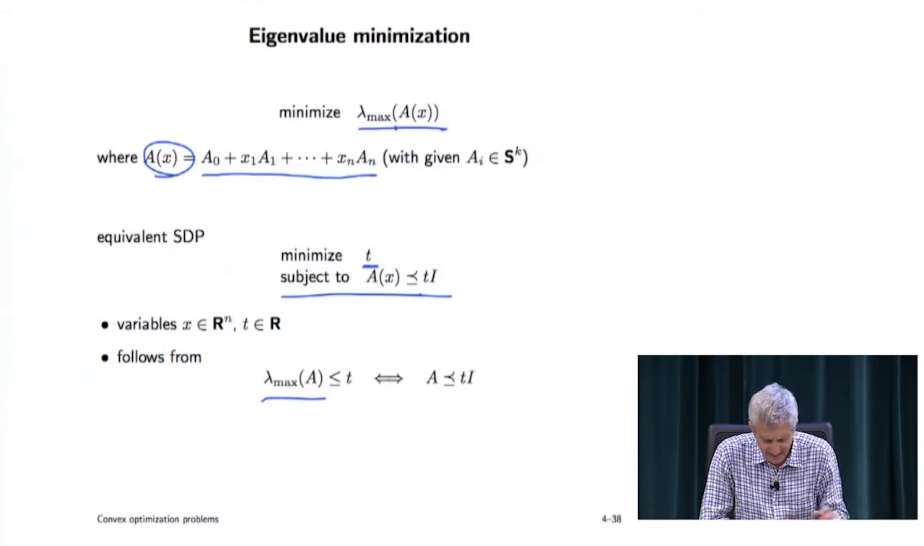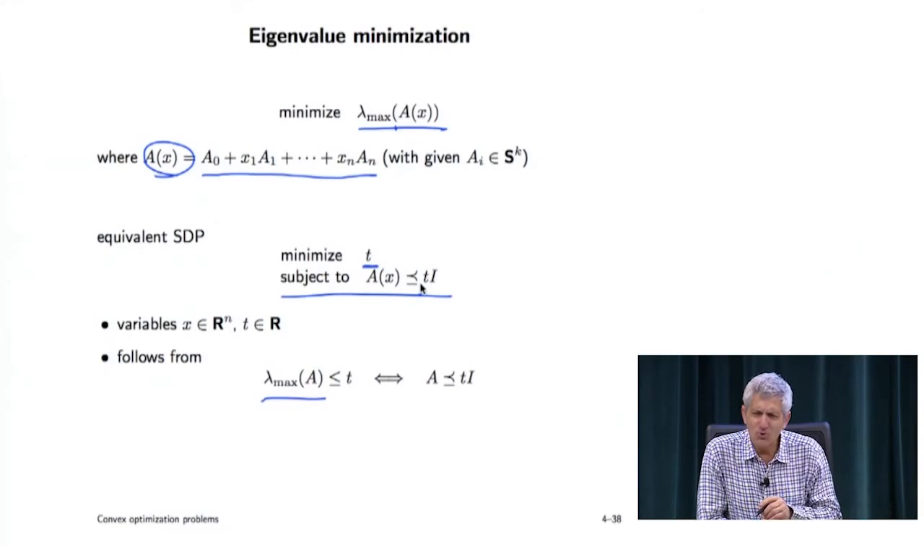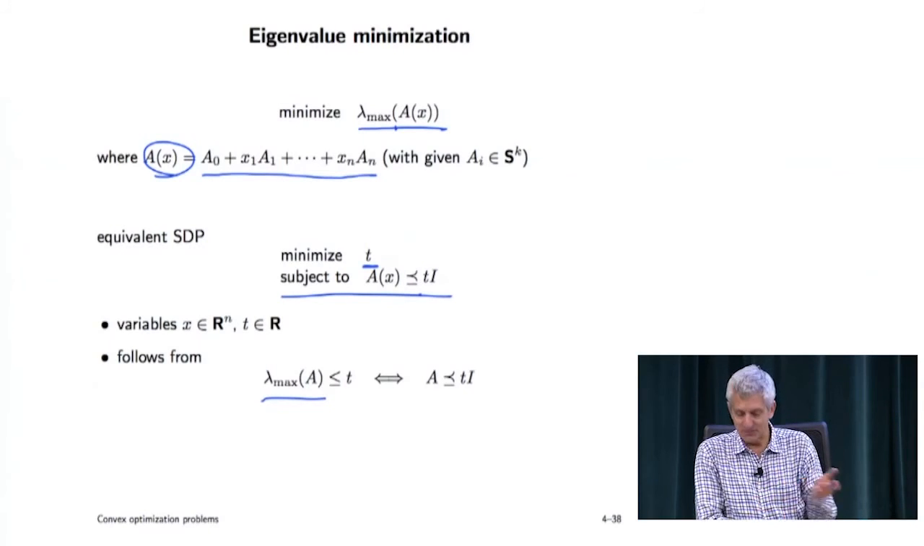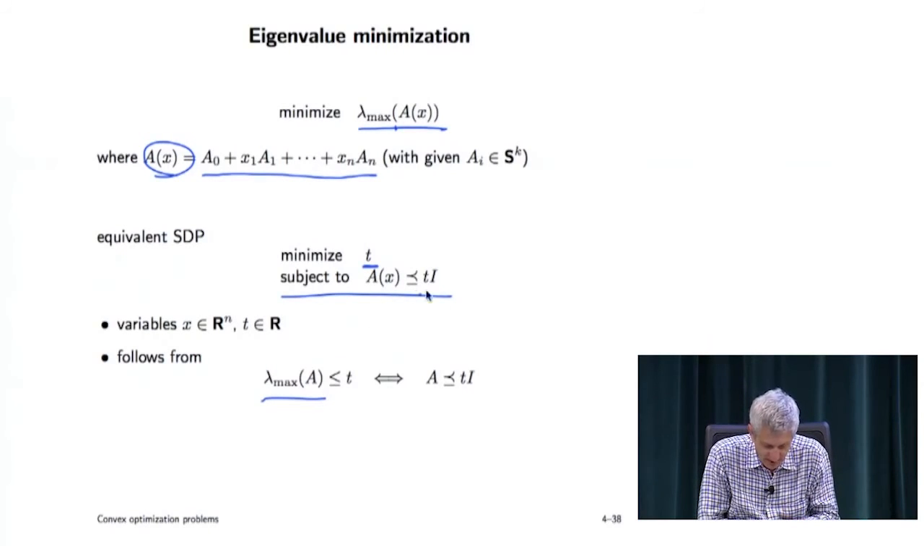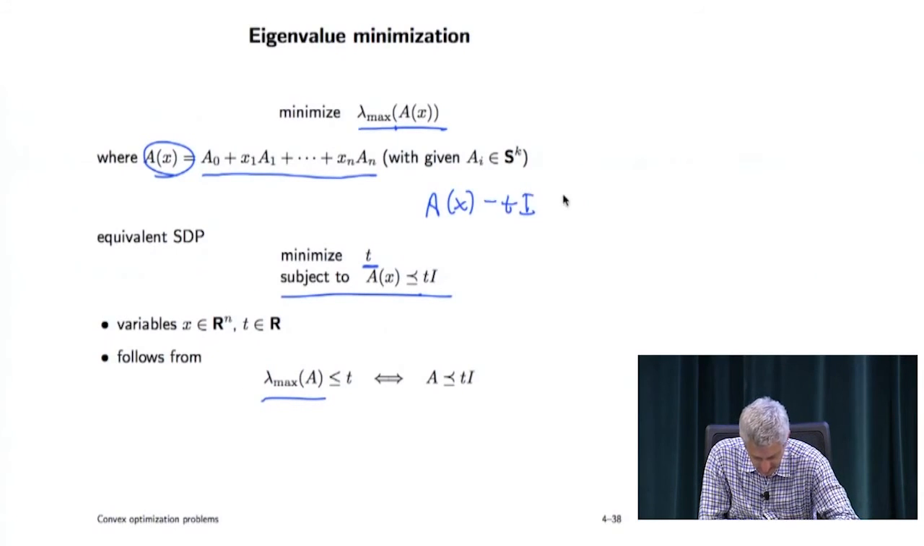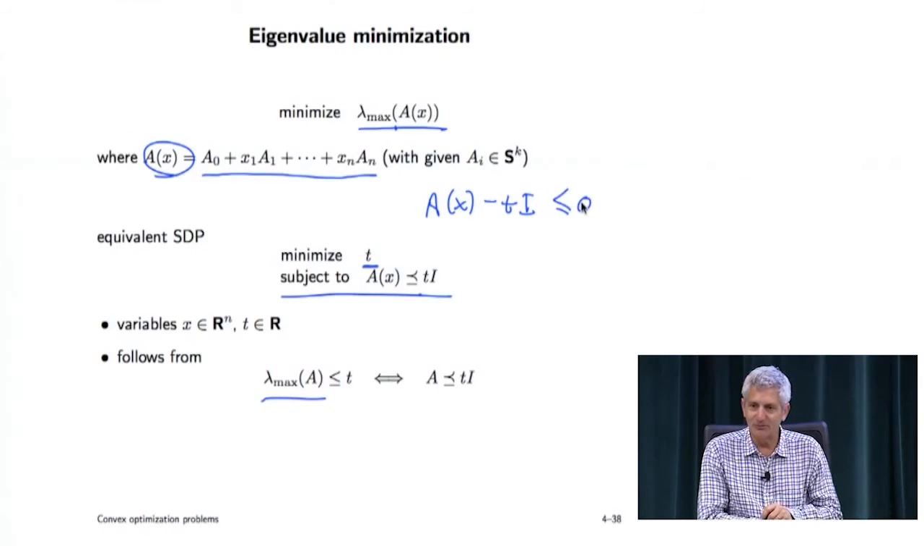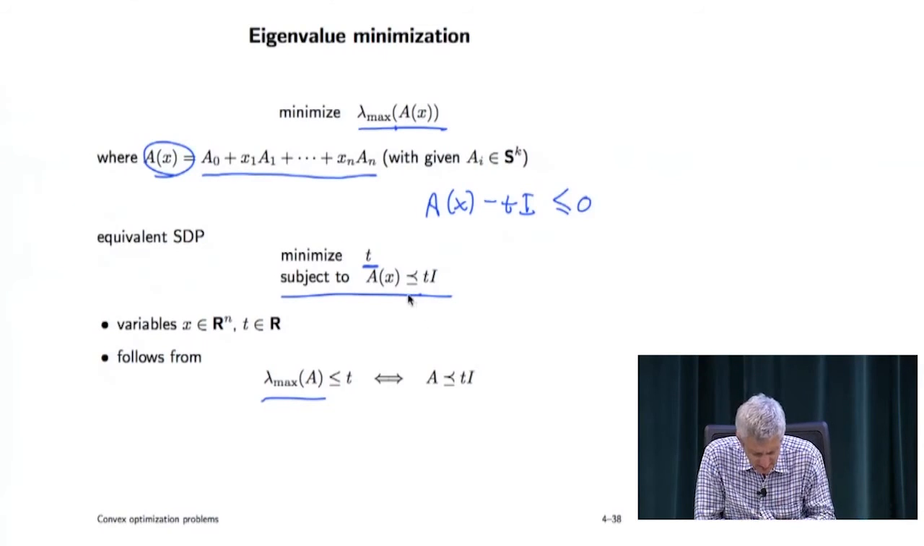Oh, and I should say, this isn't quite in LMI form, right? Although people would accept this as an LMI because the left and right-hand sides are both affine. You would subtract it, you'd write A of x minus tI, and that would be it. That would be the full LMI form. But that's the same as this.